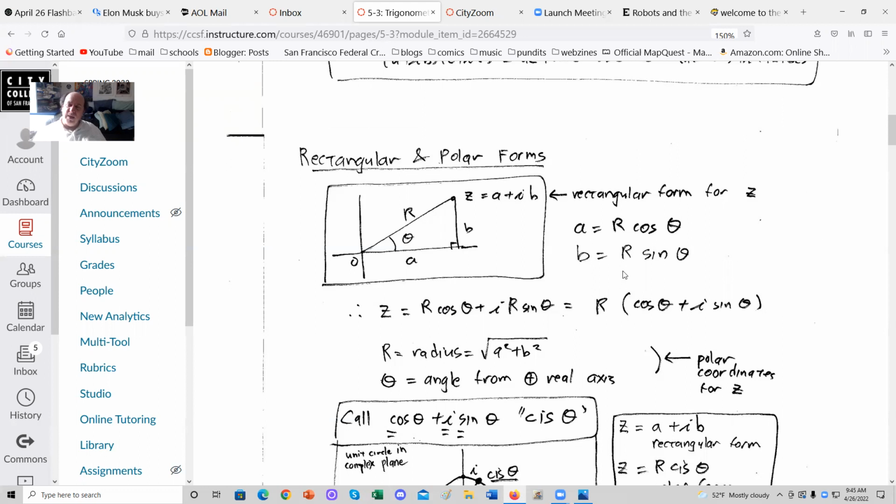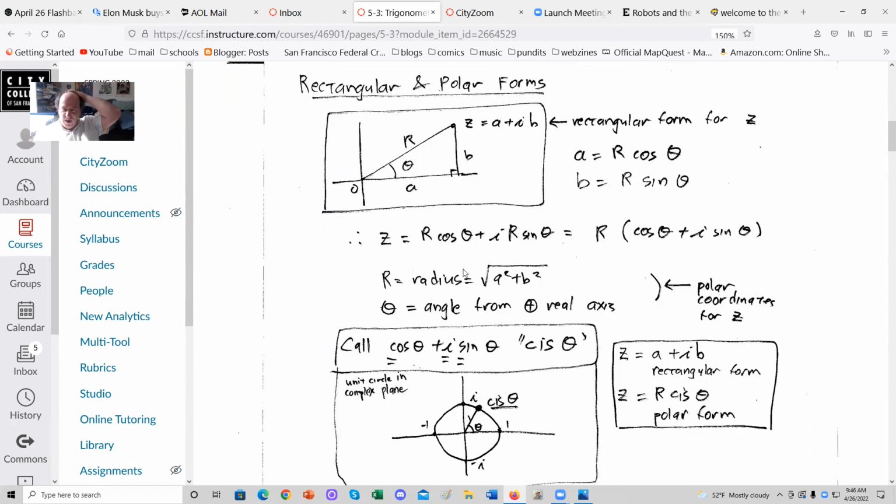Now, the nice part about this is that this is a product of 2 parts. This part is all real numbers, just r, all about r only. And this part is all its own thing, all about theta only. So we've separated r and theta in this notation. Now, r is the radius. That's easy enough to find. It's the root of a squared plus b squared. And theta is the angle from the positive real axis. You can find it as arctan b over a or pi plus arctan b over a, depending upon if a is positive or not.